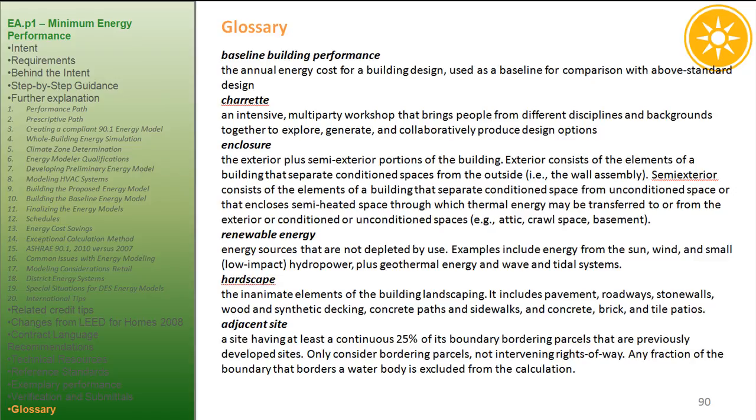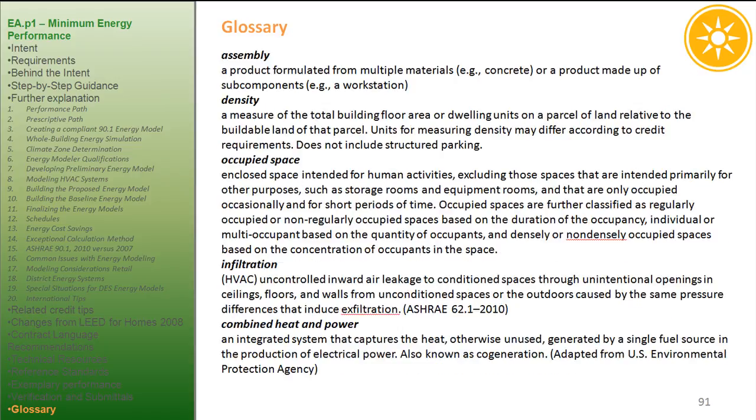Adjacent site: a site having at least a continuous 25% of its boundary bordering parcels that are previously developed sites. Only consider bordering parcels, not intervening rights of way. Any fraction of the boundary that borders a water body is excluded from the calculation. Assembly: a product formulated from multiple materials, for example, concrete, or a product made up of subcomponents, for example, a workstation.